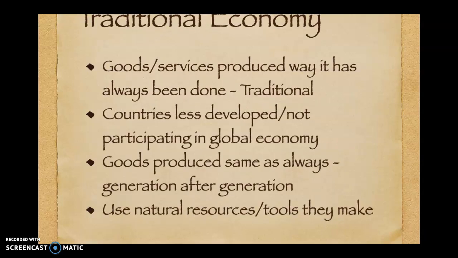And then the traditional economy. This is where goods and services have been produced the way they were generation after generation after generation. So, like traditional, they planted corn and harvest their corn crop the way they did 100 years ago. You see these economies in less developed countries that really don't have any economic resources, and they're very poor countries. Again, goods are produced the same as always. They might still be using hoes and stuff. They don't have the modern tools because they lack those funds.